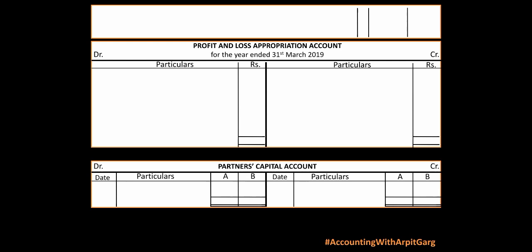Done? Okay, let's begin stepwise. Please look at the question with me and solve it yourself. A and B are partners with a capital of rupees 1 lakh and 1 lakh 50,000 respectively on 1st April 2018. As it is our opening date, it means these are our opening capital. So this will be transferred to the credit side of partner's capital account. So 2018 April 1st, to balance BD 1 lakh and 1 lakh 50,000.